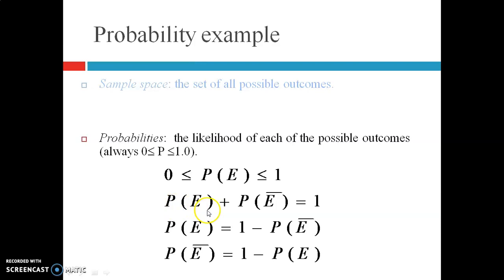So the probability of E plus the probability of E not occurring, if you add these, you will get 1. So the probability of an event is equal to 1 minus the probability of the complement of that event, meaning not occurring of that event, and the probability of not occurring of the event is equal to 1 minus the probability of that event.